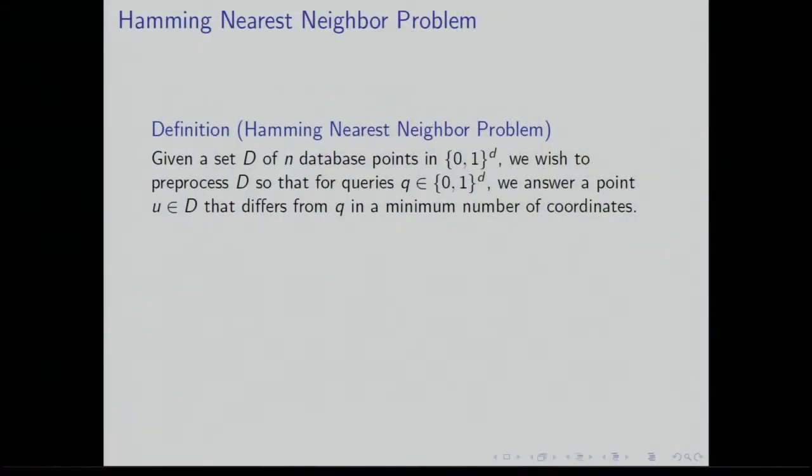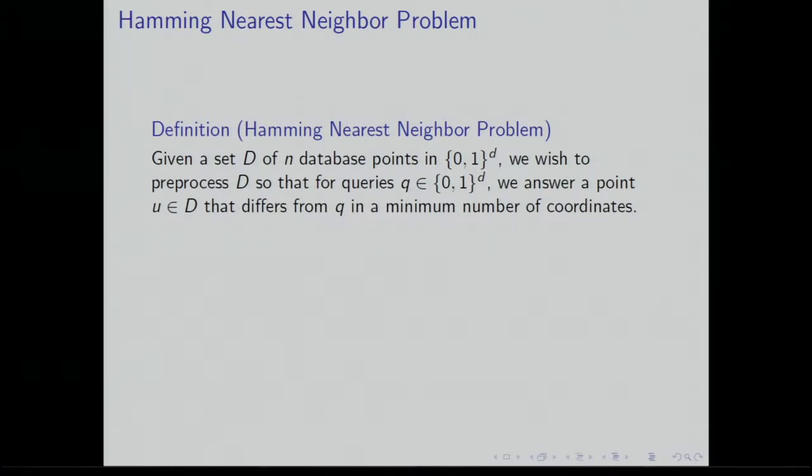Yeah, so I guess to get started, what is the Hamming nearest neighbor problem? It's this problem where you're given a set of n database points of dimension small d, and we want to do some kind of pre-processing of D so that later, when we're given a query vector q of the same dimension, we can answer the question of which database point that we were originally given has the smallest Hamming distance to the query point.